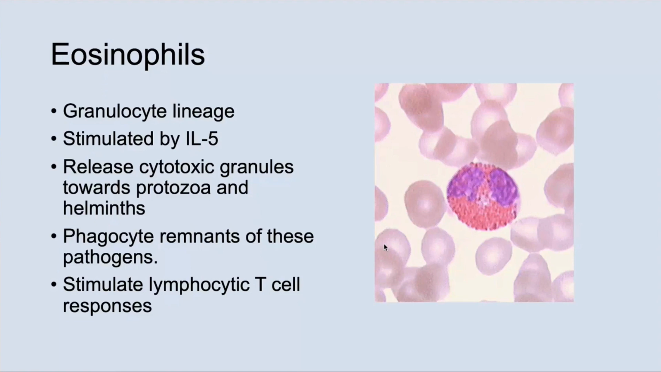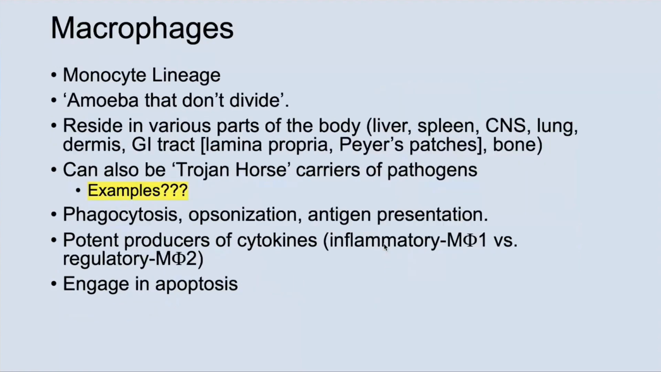They can phagocytose the remnants of these pathogens to see what's going on, whether the protozoa or the worms are healthy, and if they're not, what's going on with them. Again, this has a feedback loop with lymphocytic T cells.